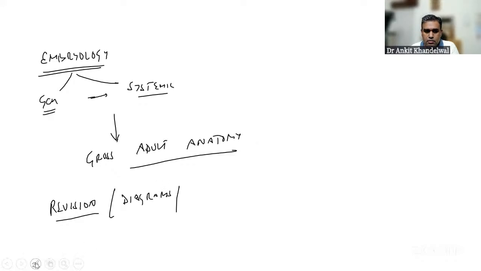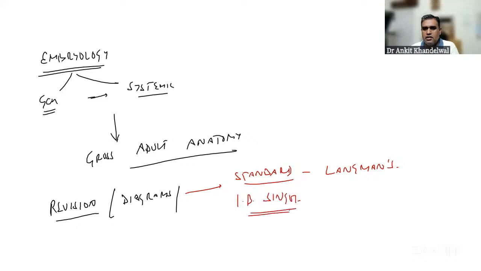If you ask me about books, because that is a major question, most of the questions come from books. The standard, which will remain standard no matter what you do, is Langman's. But it is not easy to understand. Yes, I know. Read it 2 or 3 times. Don't make excuses. Give it a shot at least. And if not, then the simple book is from I.V. Singh sir. I.V. Singh's book of embryology is also fine.